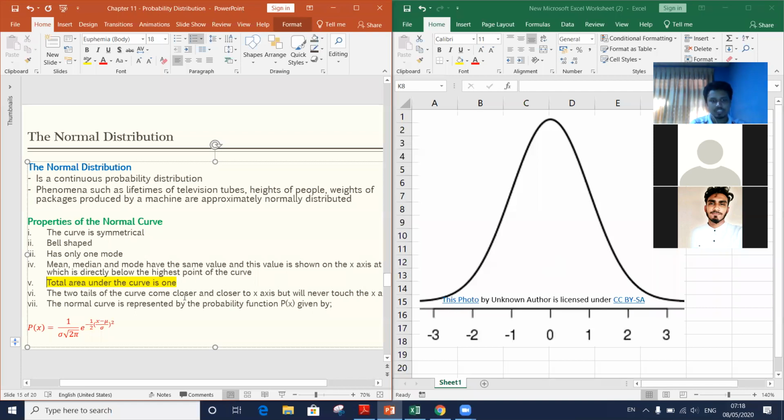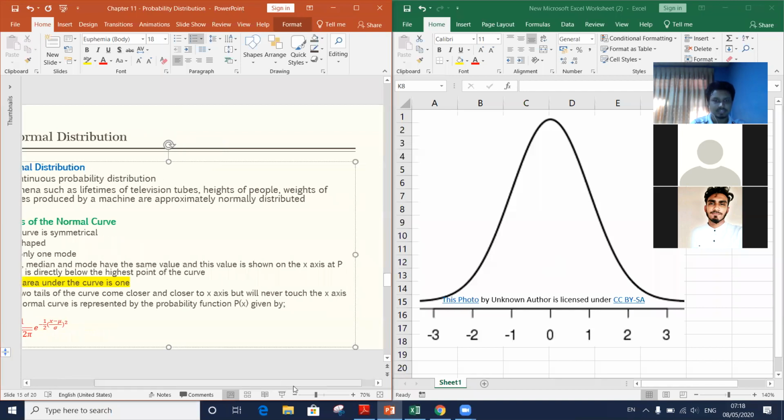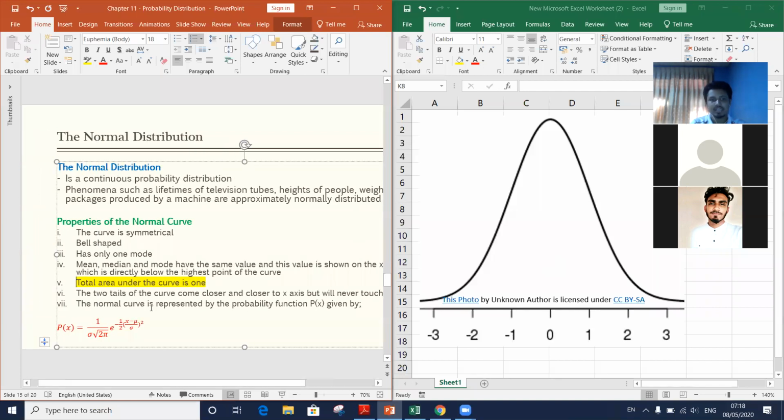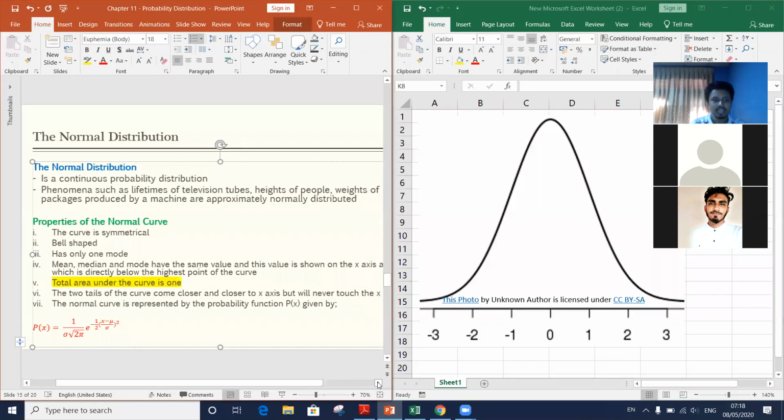The two tails of the curve come closer and closer to the x-axis but will never touch the x-axis, right? X-axis කියලා කියන්නේ horizontal axis එක, right? The two tails of the curve come closer and closer to the x-axis but will never touch the x-axis, or we will say horizontal axis, right?